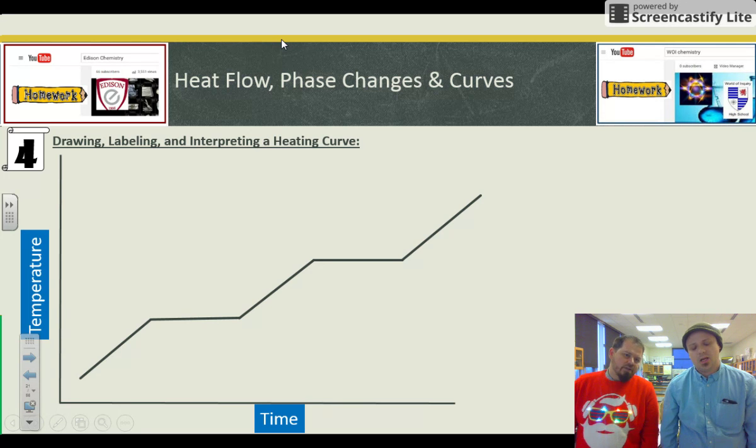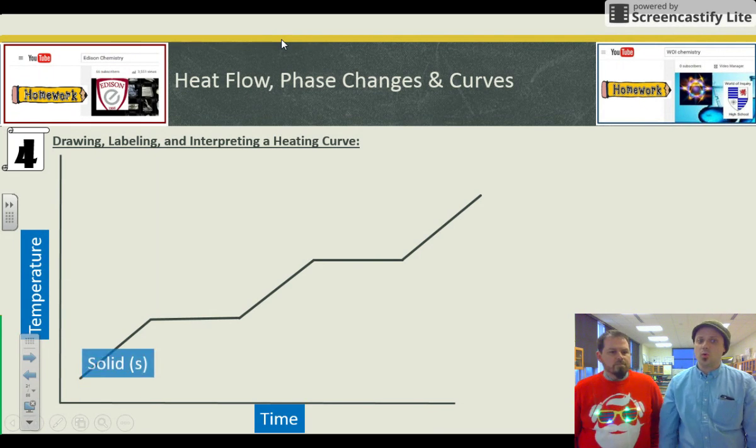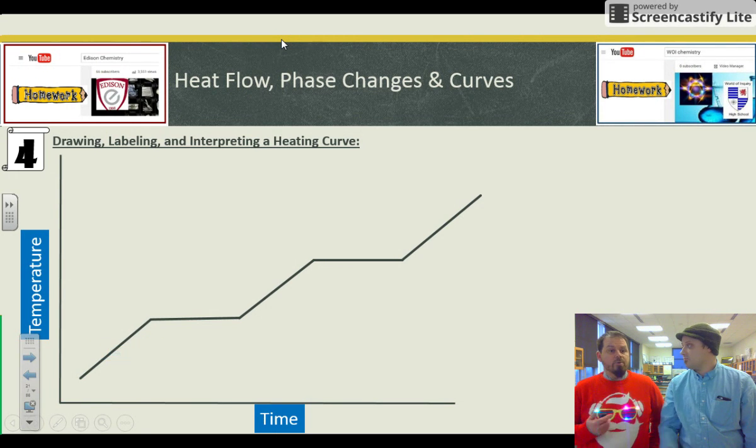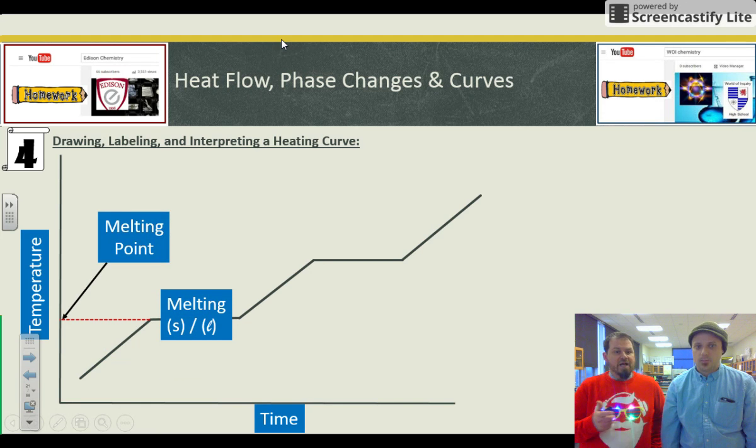So the only way to do it is literally this way. Let's label it up with the phases and the phase transitions and the melting and boiling. Since we started low, we'll start low. The coldest phase would be solid. There you go. And then we go into the first phase change, which in a heating curve is melting, where I go from solid to liquid.